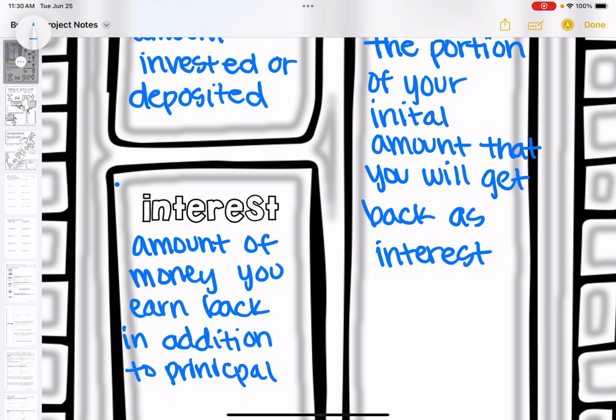All right, so interest is the amount of money that you earn back in addition to the principal, and then the initial rate or interest rate is just a portion of that principal that will be given back to you.